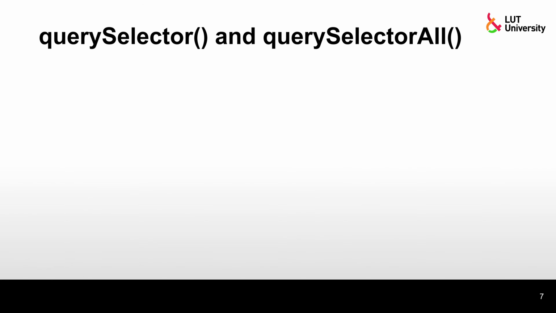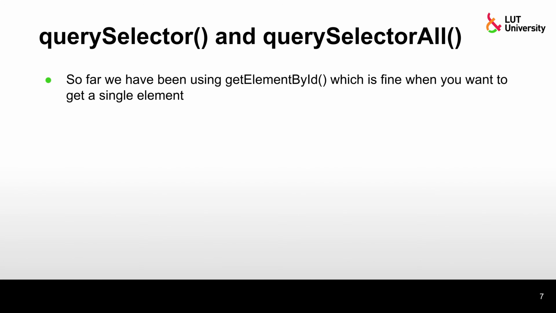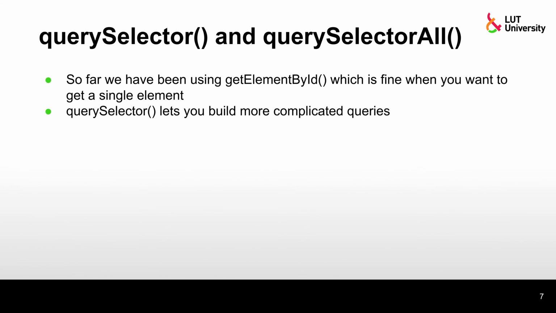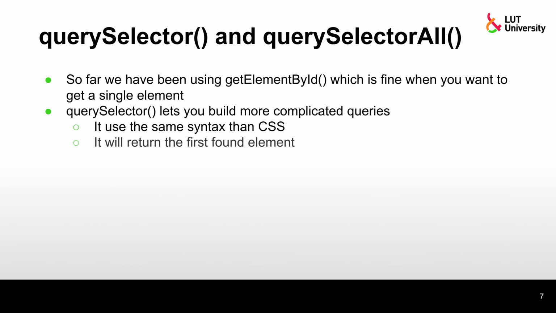Next, query selector and query selector all. So we already got used to this get element by ID, which is fine when we want to get a single element by its ID. And query selector lets you build more complicated queries. It uses the same syntax that is in cascading style sheets, so CSS. We will cover that later, but this query selector will return the first found element, just like the get element by ID. And then we have query selector all that will return all the found elements, which is very useful.